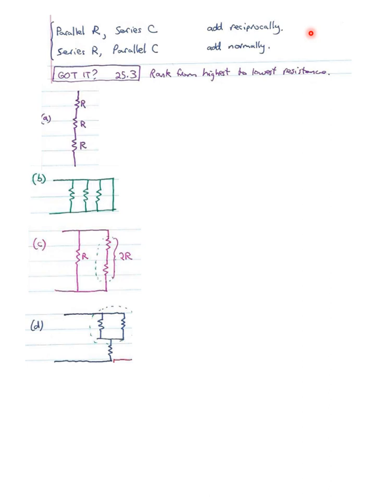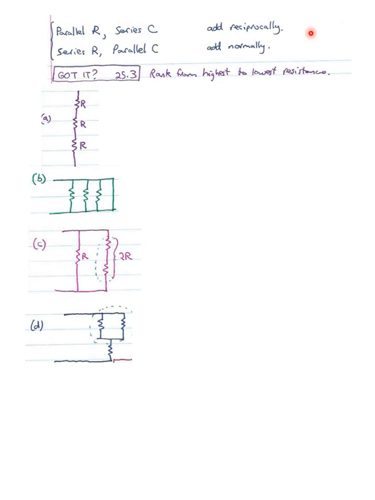Let's look now at the got it question, 25.3. It says the figure shows all 4 possible combinations of 3 identical resistors. Rank them in order of highest to lowest resistance. So all of them are resistance R. You look at the first one, and it's 3 all in series with each other. The second one is 3 in parallel with each other. The third is a parallel combination. First you've got R, and it's in parallel with those 2 R's.